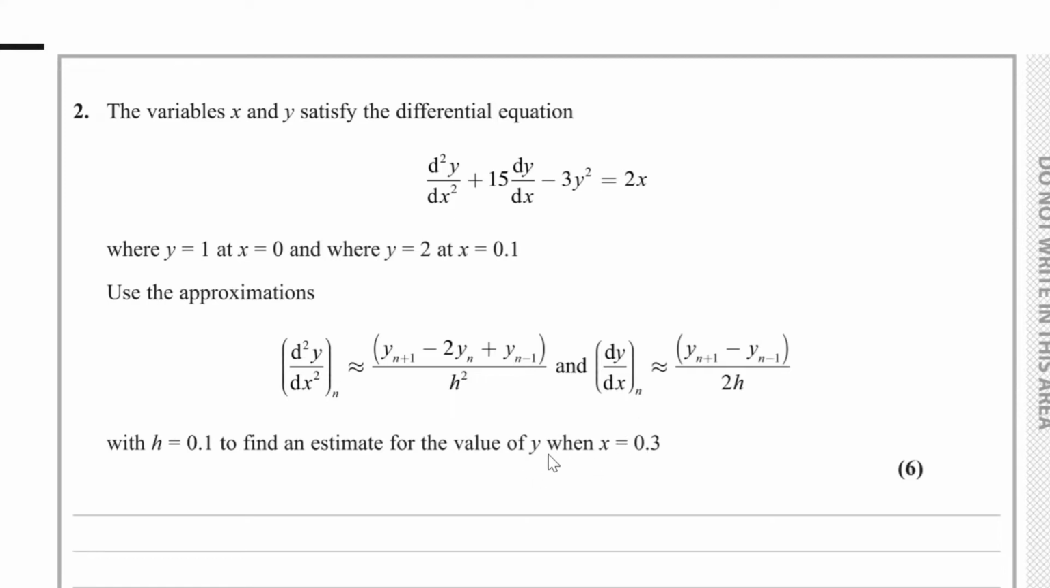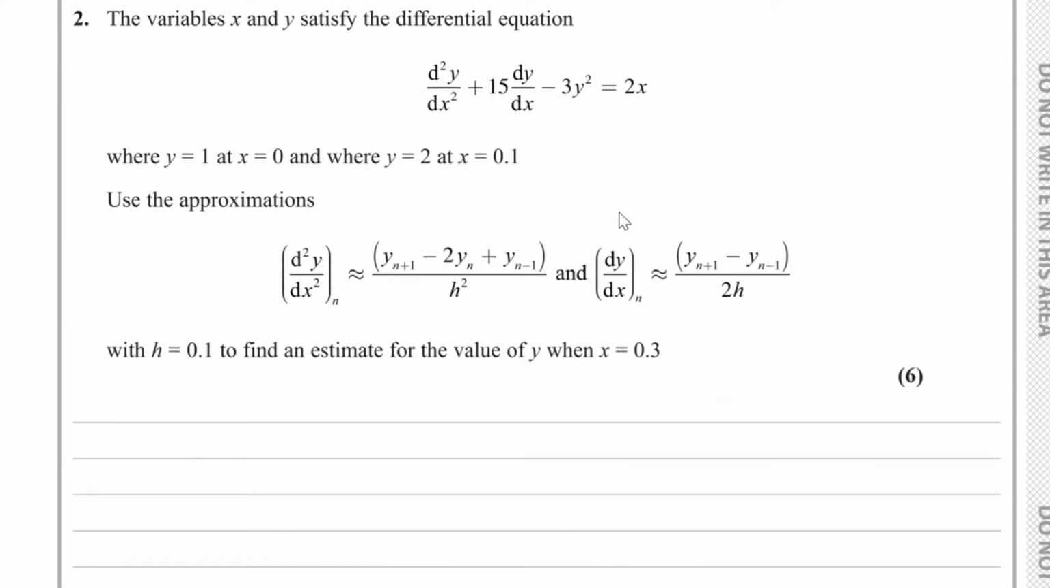Essentially what we are finding is y3. We are going up in steps of 0.1. We start off with x0 equaling 0, x1 equaling 0.1, x2 then will equal 0.2, and x3 is equal to 0.3. And to find the value of y3, we first need to find the value of y2. We can do that with the approximations and the differential equation shown here.